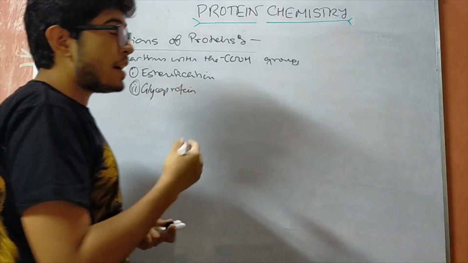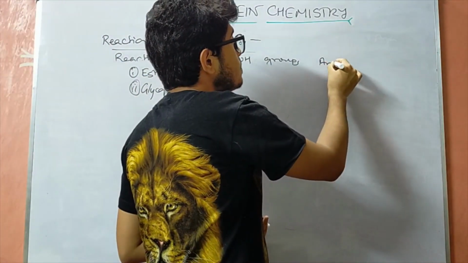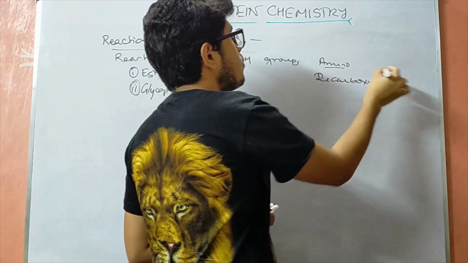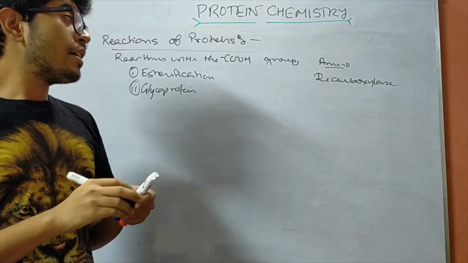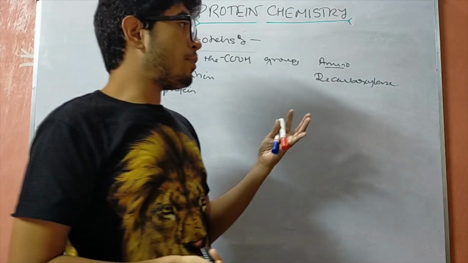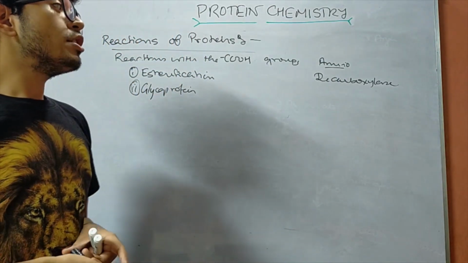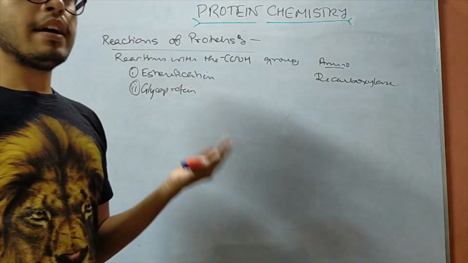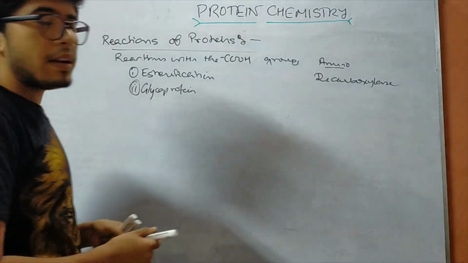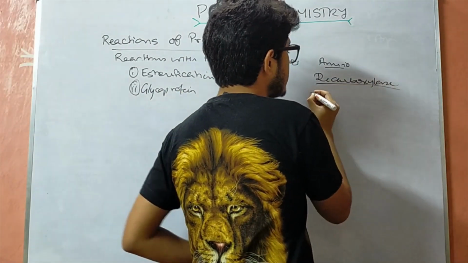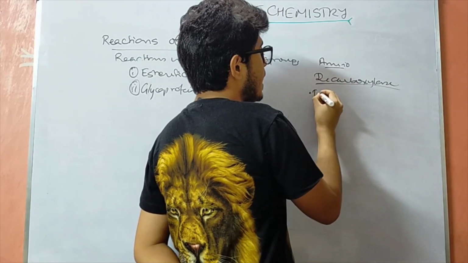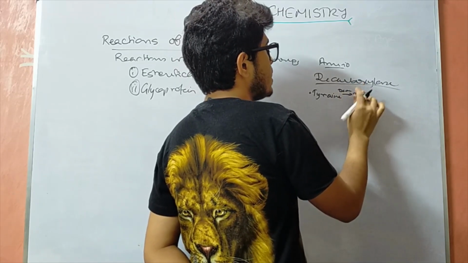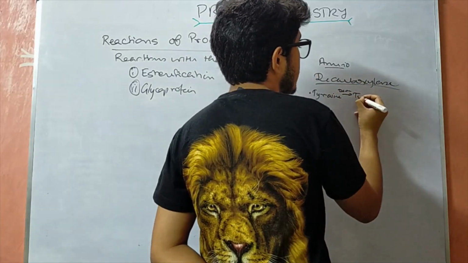Another reaction of amino acids which we have forgotten to discuss is the decarboxylase reaction, where amino acids can be transformed into the corresponding amines. Tyrosine gives rise to tyramine, histidine gives rise to histamine, and so on. Decarboxylase is the enzyme which acts here, and tyrosine, when acted upon by decarboxylase, gives rise to tyramine.